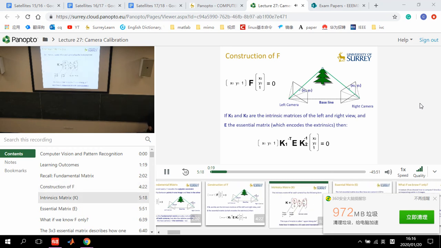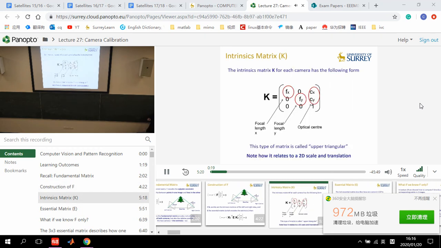And the format of E, oh no, we haven't got that yet, it's on the next slide. Start with the format of K. This is the format of K. So this is, as I say, the camera calibration matrix. The intrinsics matrix for each camera is encoded with the optical center on the right-hand column, acting effectively like a translation in 2D, which is of course what it is. We discussed that last time. And the focal length acting as a scaling factor down the diagonal.